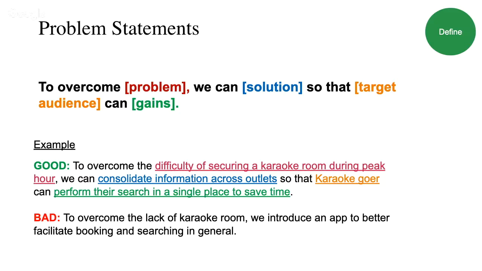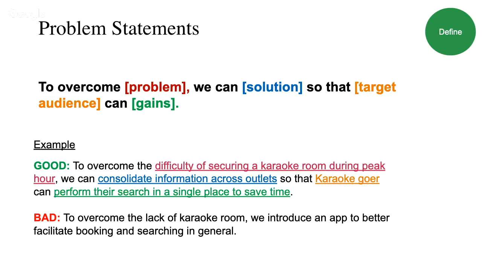Of course, here is a very bad example, which I see many teams doing, including my own team. It can be very ambiguous. Like, to overcome the problem of the lack of karaoke rooms, we introduce an app to better facilitate booking and searching in general. Very, very ambiguous, right? Is it true? Is there really a lack of karaoke rooms? No, right? The underlying problem is actually the difficulty of securing a karaoke room during peak hours. Because if you say there's a lack of karaoke rooms, that leans more towards hardware, that there are not enough rooms to accommodate. That's not true, right?